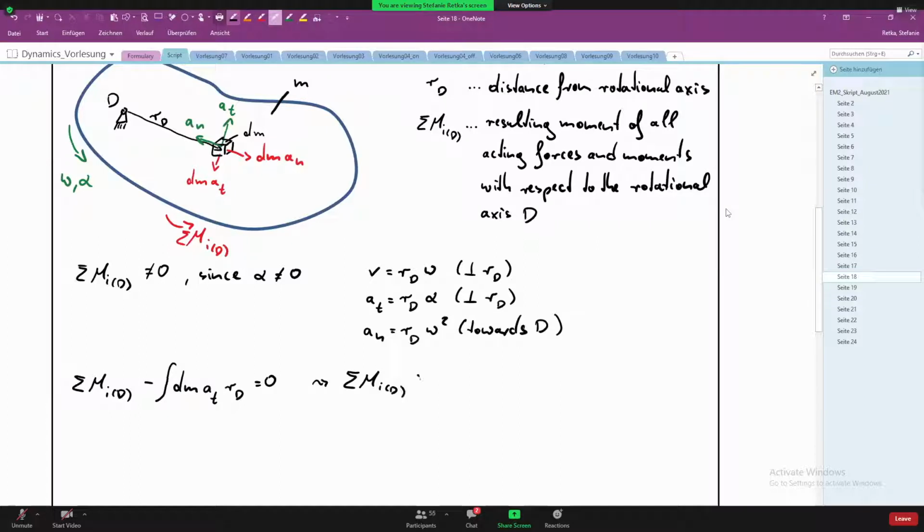Now we can rearrange the equation. I'm sorry, Professor, why are the arrows of the dm a_t and dm a_n different to the a_t and a_n arrows? What is different? The red arrows of the dm a_t and the dm a_n. Why are they in the opposite direction of the a_n? That's what we're talking about since a few weeks now.